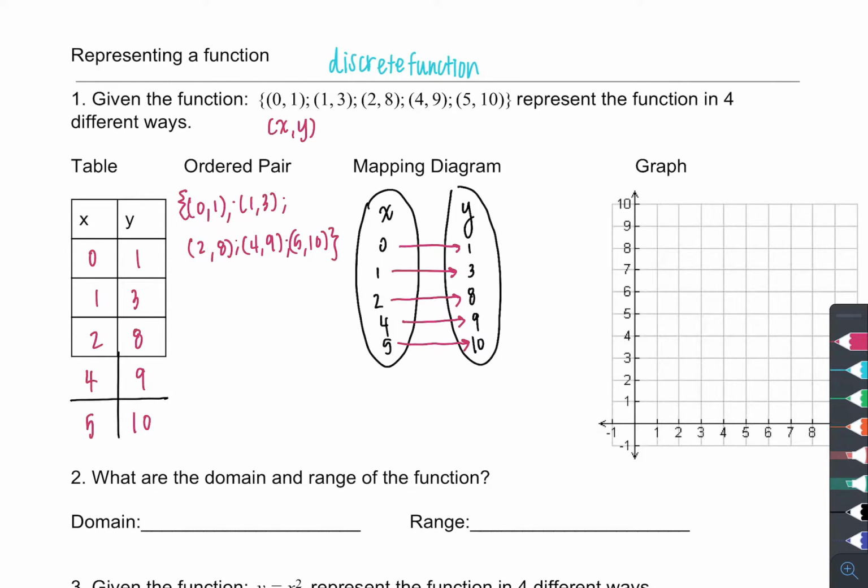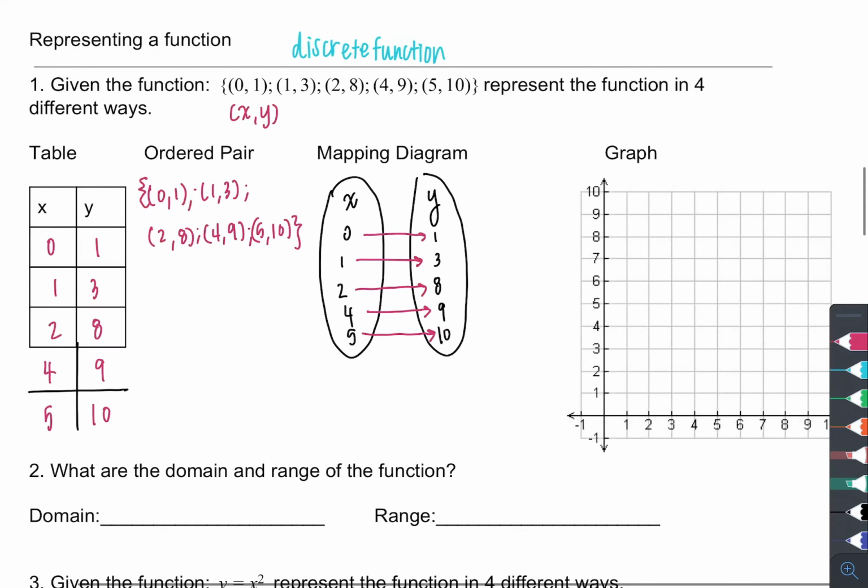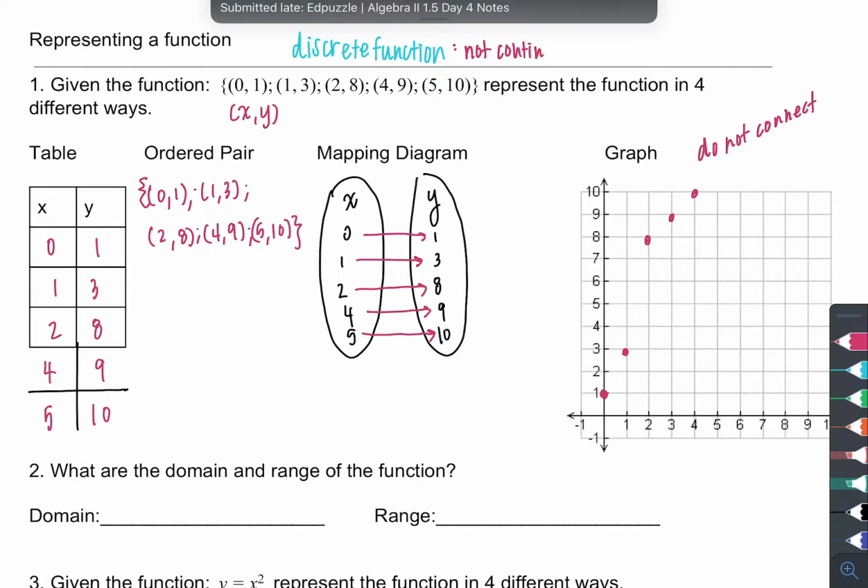All right. And then for our graph, we'll just plot each of those points. So here's 0, 1, 1, 3, 2, 8, 4, 9, and 5, 10. And we do not connect those points. This is not a continuous function, it is a discrete function, so we say that it is not continuous.